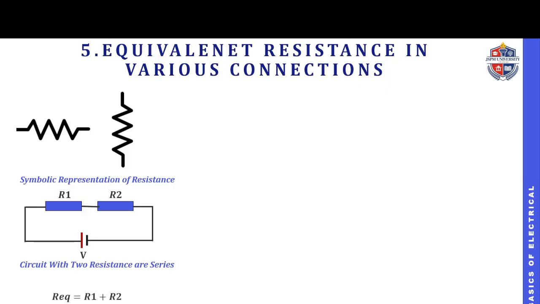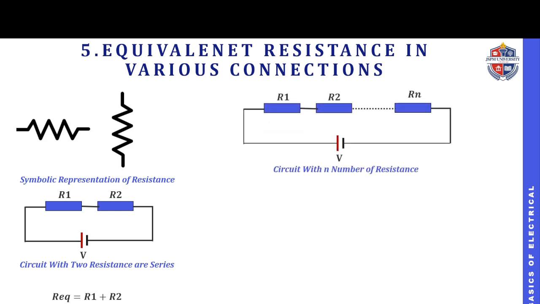Assume we have n number of resistances connected in series. Therefore R equivalent is R1 plus R2 and so on, up to Rn. That means when resistances are connected in series, the resistances add up, so the equivalent resistance will increase and current flow will reduce.